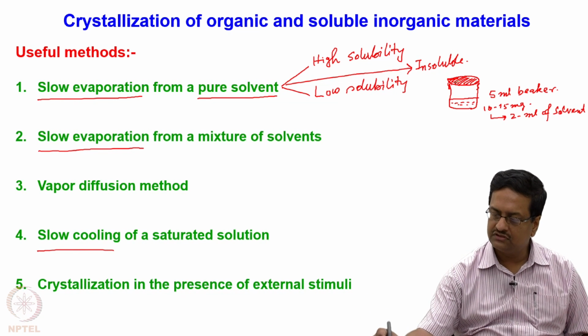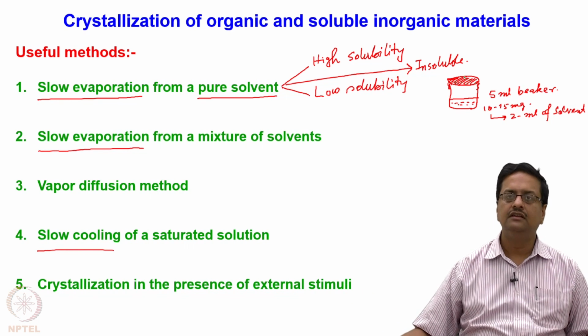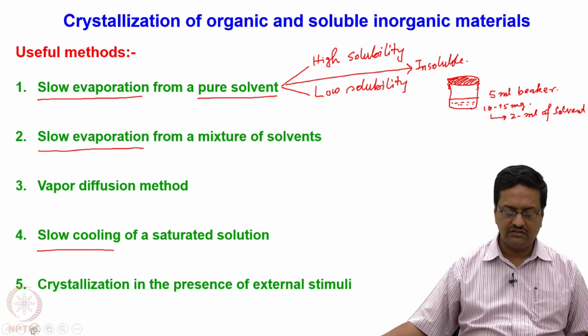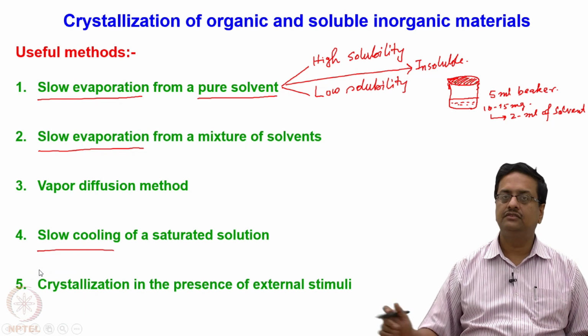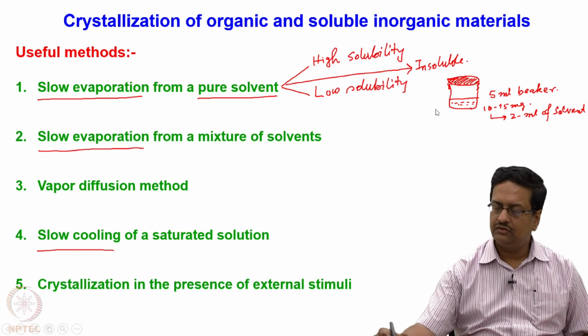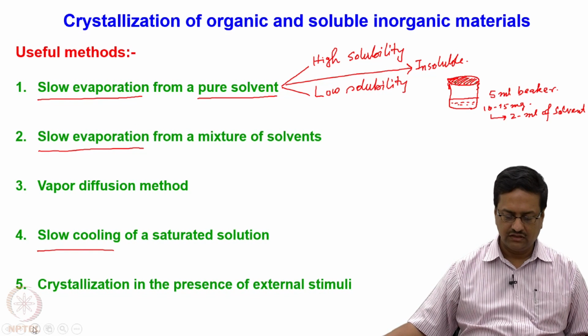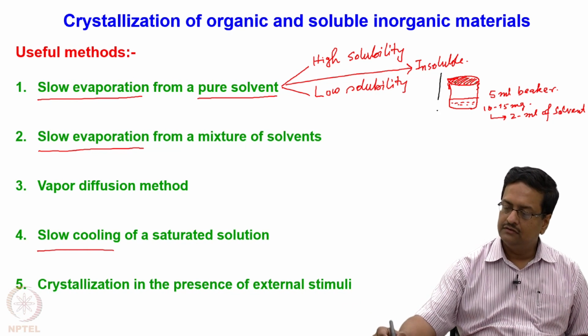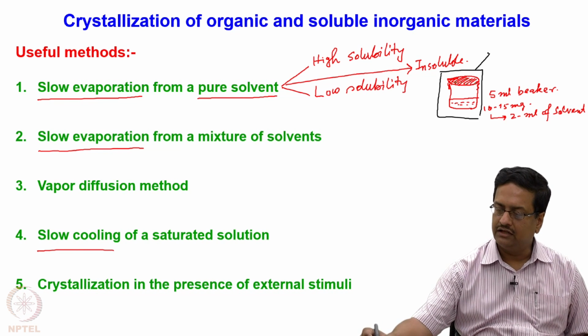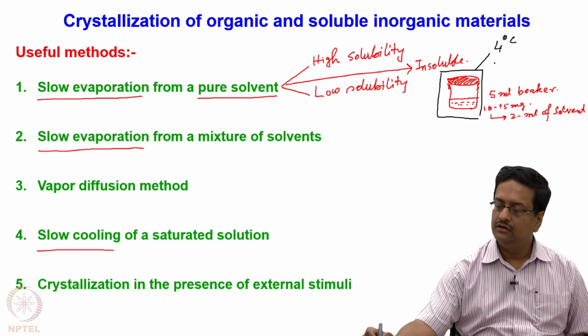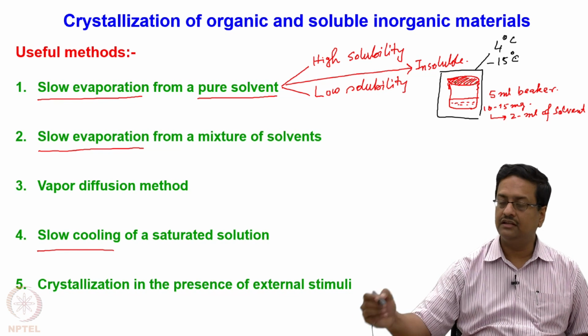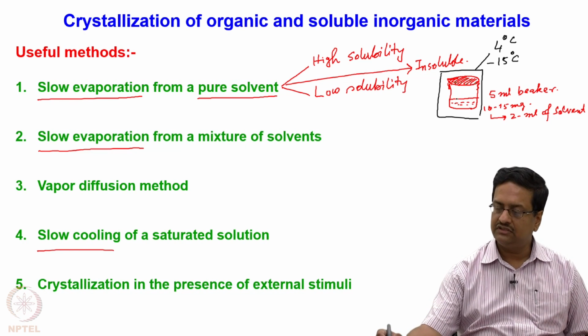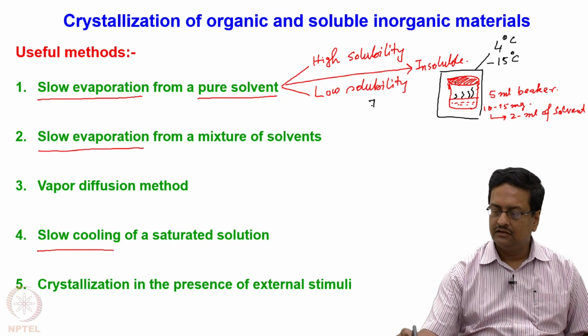We make a few very tiny holes with needles on the cover and allow the solvent to evaporate at a very slow rate. Then we keep this beaker in a refrigerator at either 4 degrees centigrade or at about minus 15 degrees centigrade, so that the solvent inside evaporates very slowly over a period of 7 to 10 days.